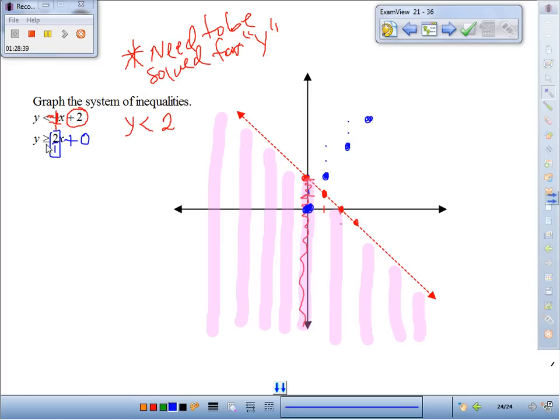Look at the inequality symbol. Does it have a little dash underneath, an equal sign? Yes, so this one's going to be a solid line. A solid line. Yeah, that's why I'm using blue.